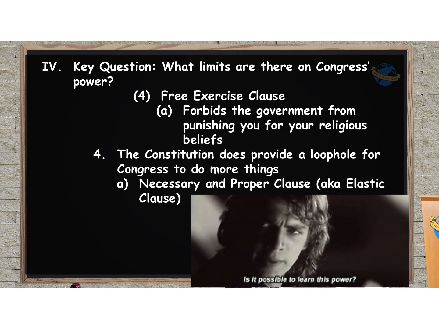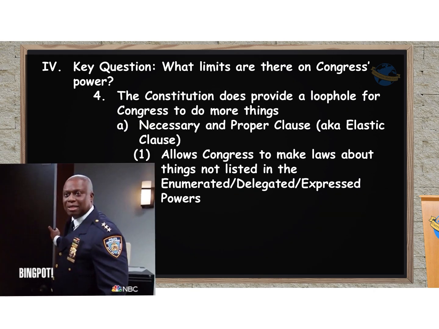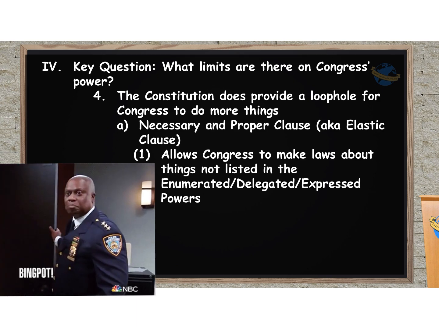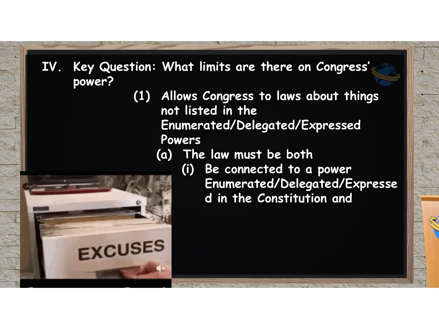Now, the Constitution does give a loophole that gives Congress the ability to grant more powers to itself that aren't explicitly written into the Constitution. This is through what we call the Necessary and Proper Clause, sometimes referred to as the Elastic Clause, because it allows Congress to stretch the powers that are expressed in the Constitution. Again, this is a way for Congress to stretch its powers and do things that are not listed in the Constitution. There are limits to this, of course.